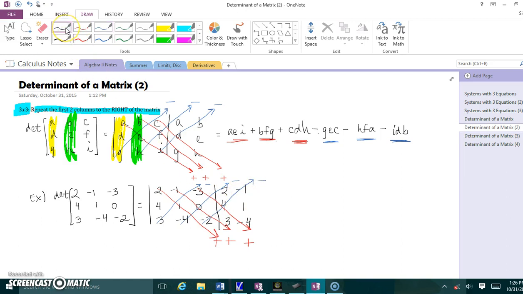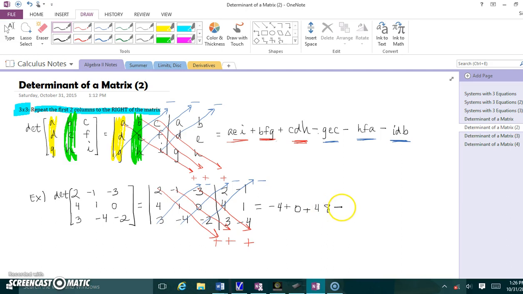Subtract all those. If doing the arrows helps, I would recommend it. I find it helpful. Go ahead and do so. So let's multiply it. 2 times 1 times negative 2 is negative 4. Negative 1 times 0 times 3 is 0. It's always nice when there's a 0. Negative 3 times 4 is negative 12. Negative 12 times negative 4 is a positive 48, so add 48.